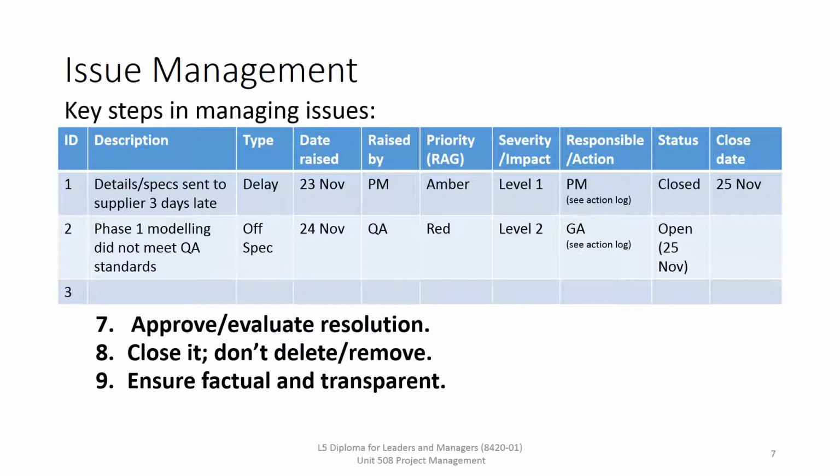And then 8, we need to close it, and that's not about deleting it or removing it. It needs to stay on the register. We may just shade it, or we may just color code it differently. And number 9, it needs to remain factual and transparent. What I mean by that is it needs to be about the facts that happen, not opinions and feelings, and it needs to be visible to all stakeholders so they can see the issue log. It's not something secret.